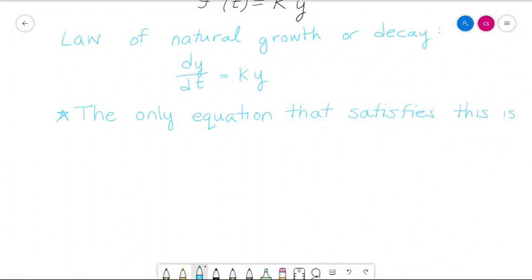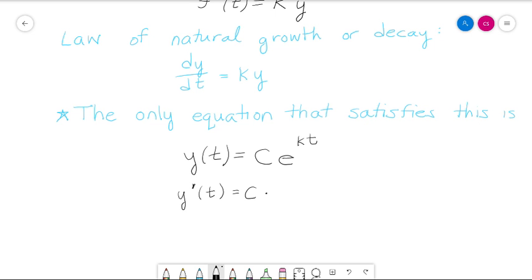All right, so the only thing that's going to satisfy that is y of t equals some constant times e to the kt, where k is that constant. We can take the derivative of that using the chain rule. Again, we can just prove that, y of t, taking the derivative with respect to t.